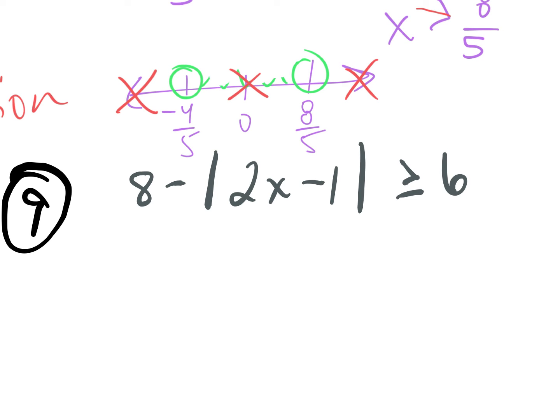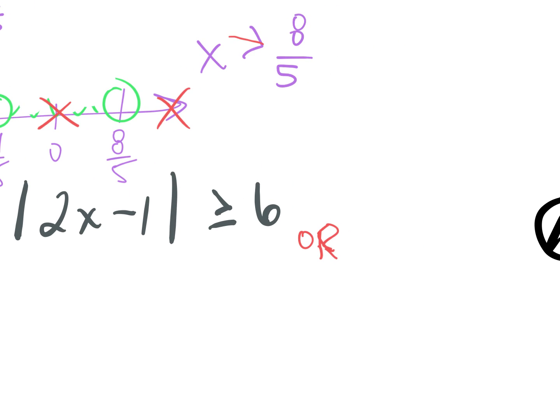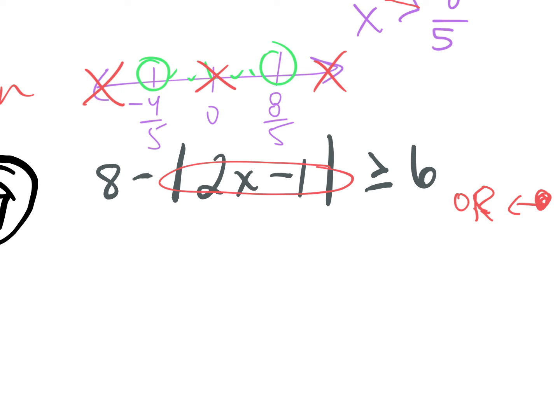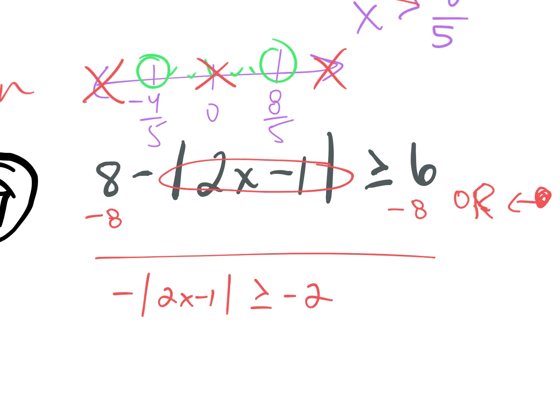What does this say? What's my inequality sign say? Okay, so or, which means I do what? If it's or, which way do I color? Opposite, good. And what kind of dots do I have? Why are they closed? Because it's or equal to. Good, okay? So now we're going to concentrate on getting our absolute value by itself. So I'm going to subtract 8 from both sides. So I have negative absolute value of 2x minus 1 is greater than or equal to -2.